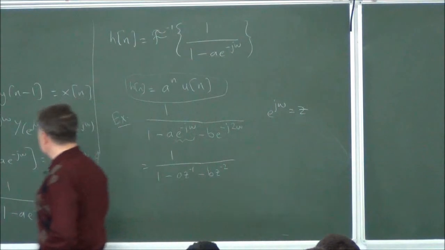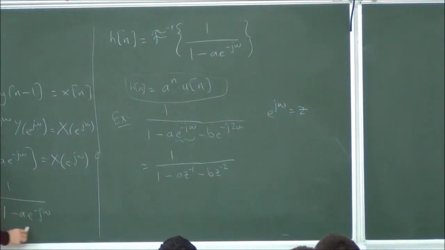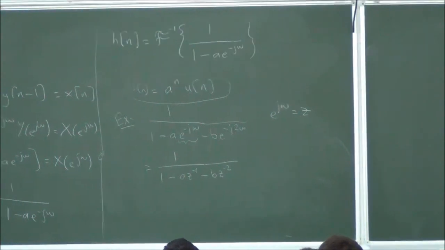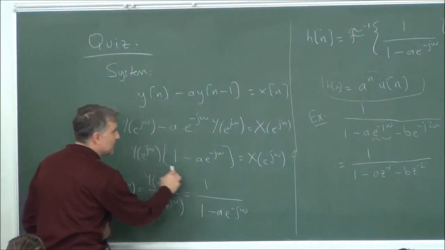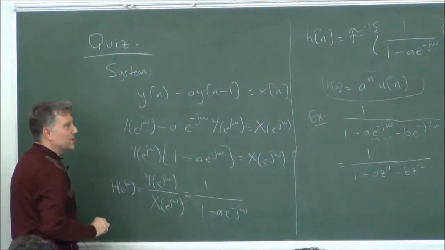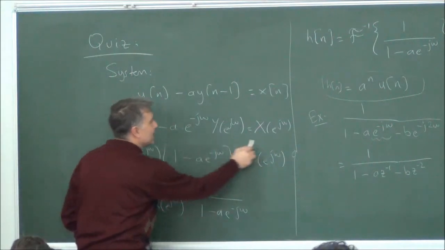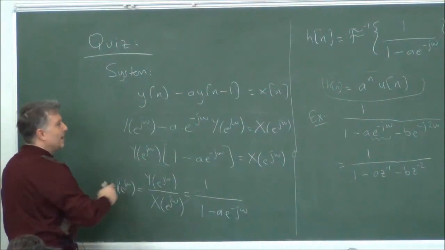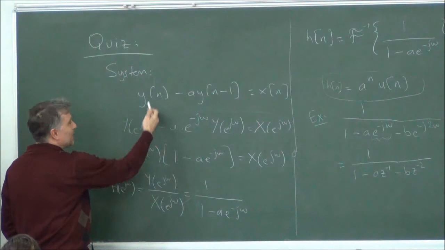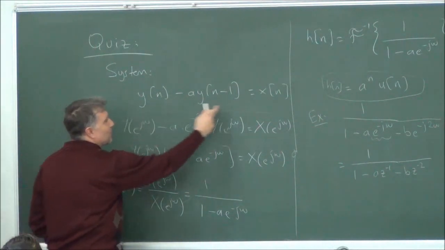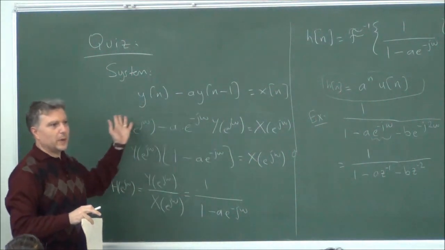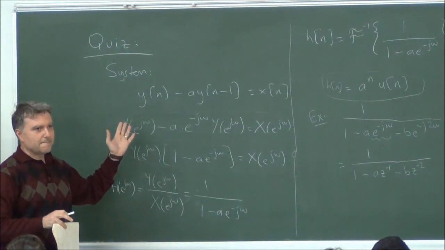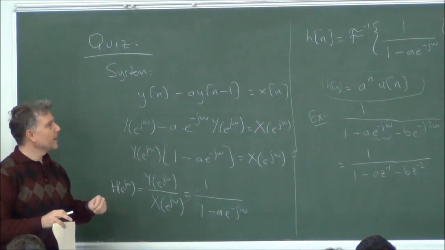And you will insert that expression here and say that it is equal to Y of e to the j omega over X of e to the j omega. Then make a cross multiplication and come up with this equation. Expand that equation and make it like this. And take the inverse Fourier transform, and you come up with the difference equation. That is also possible, which is completely the inverse path. Yeah, and you should be able to do that as well.